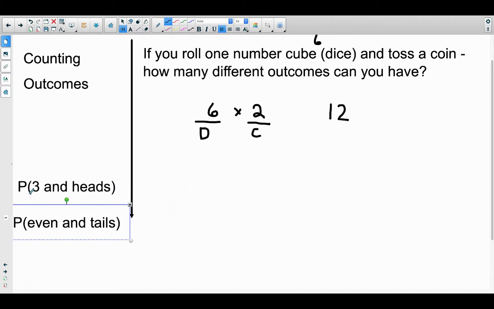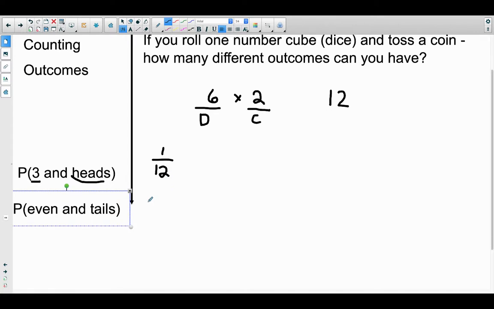So what would be my probability of first rolling a 3 and getting a heads? Well, when I listed all those just now, I had one choice that was a 3 and a heads. So there's only one way to make that combination. And how many different combinations did I have? 12. So of having 3 and heads, there's only one of those. My total is 12.